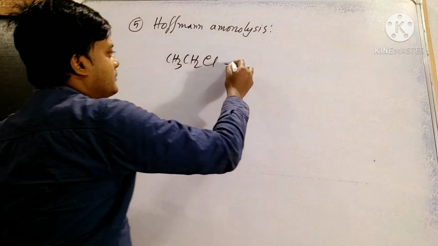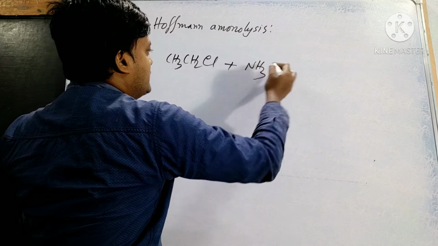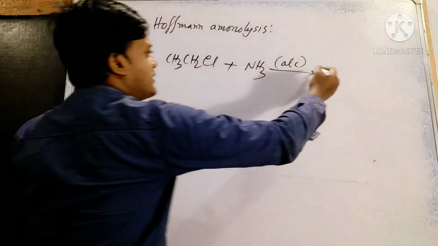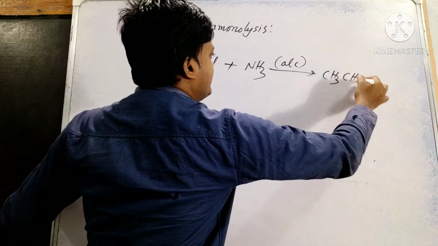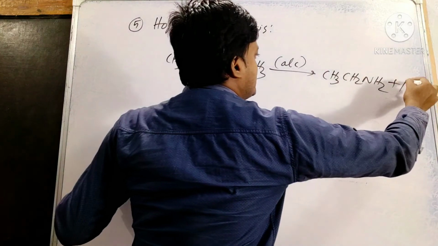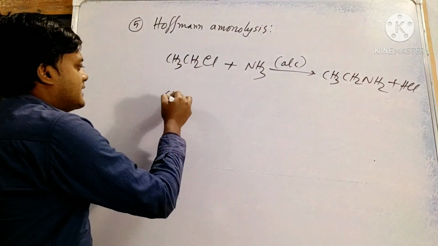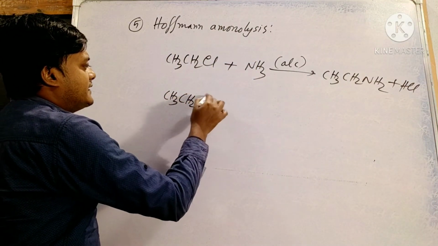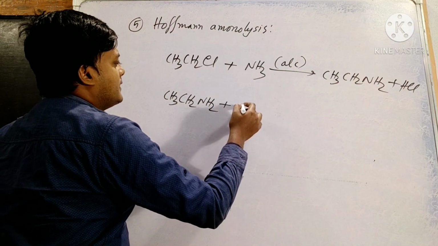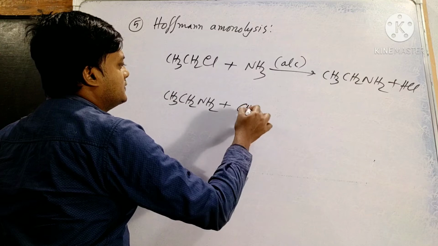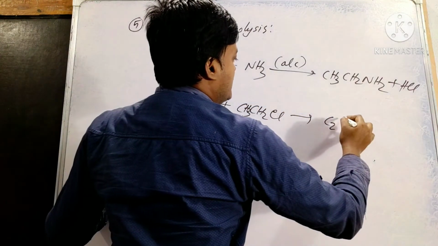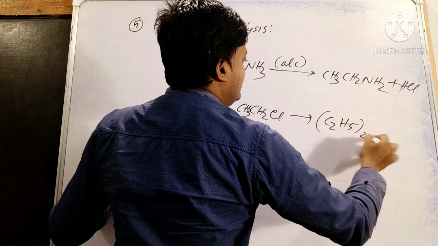Ethyl chloride plus ammonia in alcoholic medium. First step, what happened? We will get ethylamine plus HCl. Second step, what happened? Now that ethylamine again reacts with another ethyl chloride to form diethylamine.